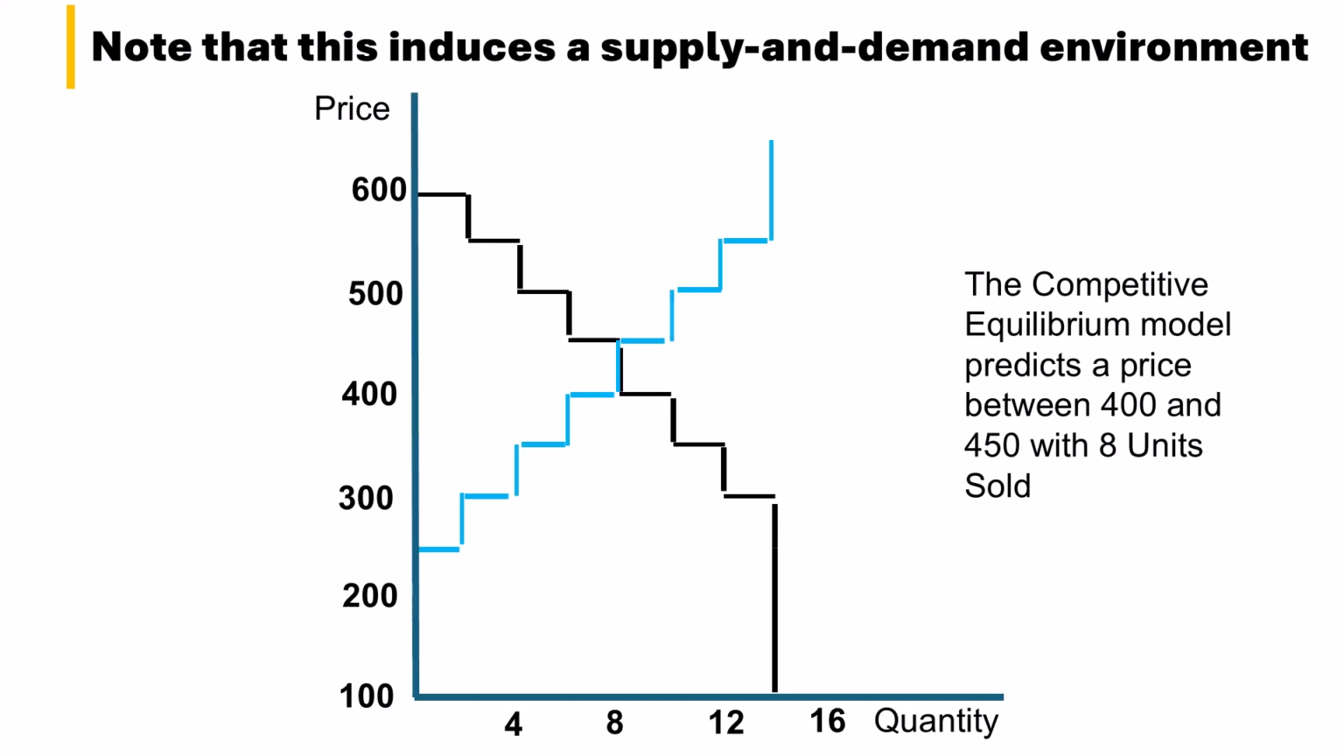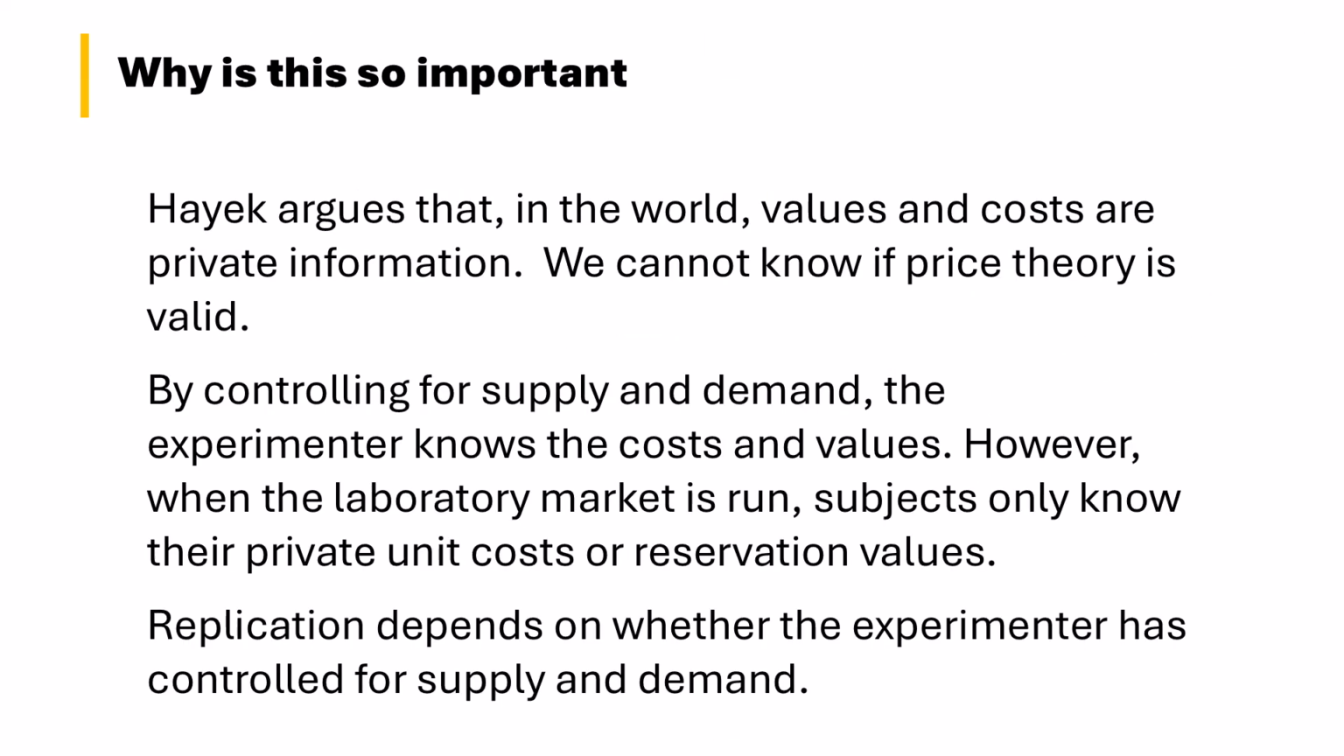Notice the reservation values and unit costs on the cards graph a supply and demand curve that the experimenter knows, but no individual participant knows. From this graph, we can calculate the equilibrium price and quantity. The experimenter now knows the supply and demand curves, but the participants do not. This means we can now test the theory of supply and demand. Note that replication depends on our ability to control these reservation values and unit costs. The hope is that paying for the earnings based on the actual outcomes produced will allow us to replicate.